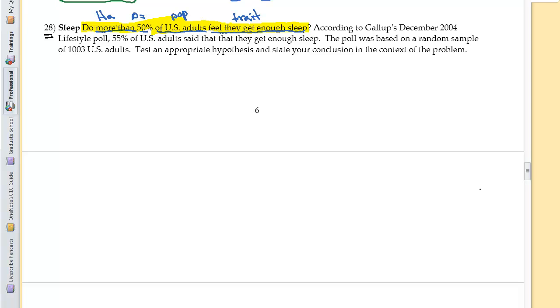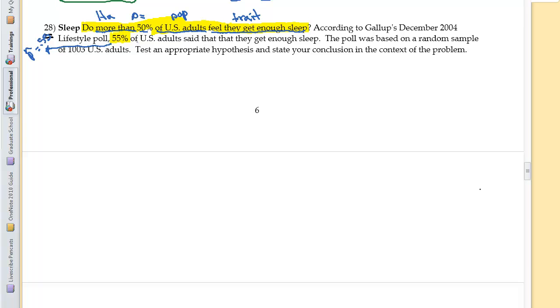So what we're looking at is, I'm thinking 50% of US adults feel they get enough sleep, and then my alternative would be, do more than 50% get enough sleep? Alright? So now, according to Gallup's December 2004 lifestyle poll, this 55 right here is going to be our p hat. I'm going to draw a little arrow over here. This is p hat, and it's 0.55.